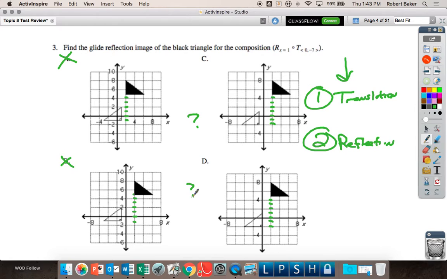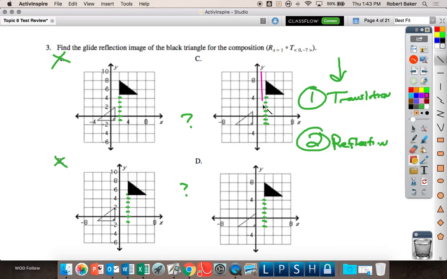And now I have to reflect it across the line x equals 1. So what does x equals 1 look like? It's a vertical line, and it goes through the number 1. So that should be right here is where 1 is. Or right here is where 1 is.